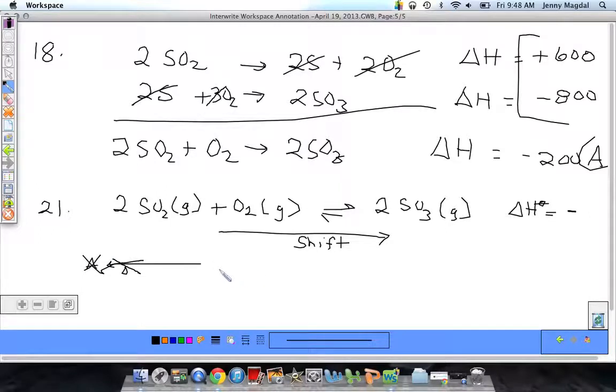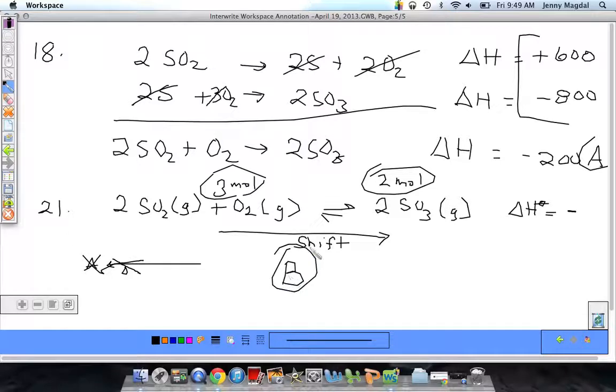In B, we have to look at the moles of the gases that I have on either side. I have 3 moles of gas on my reactant side, 2 plus the 1 there is 3. I just have 2 moles on my product side. If I'm increasing the pressure, I'm going to go towards the side that has the least number of moles. So B is our answer.